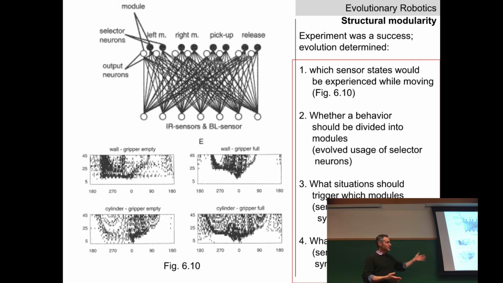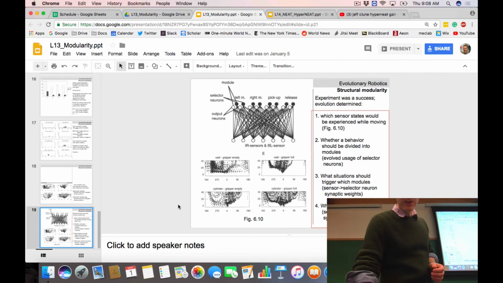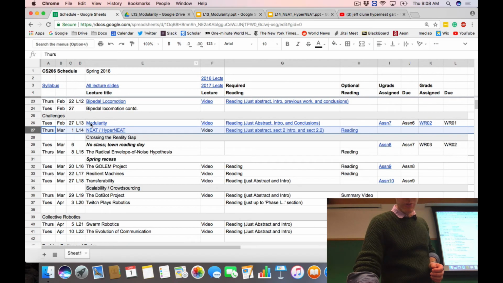Unfortunately, they only had so much time and so much space. It would be interesting to see what other modular solutions evolution came up with. If network E was so great, what other kinds of modular decompositions might be possible? There's probably lots that are helpful for this task, not just this one. Okay. Again, maybe an interesting idea to pursue in your final project. Okay, that concludes our discussion of modularity, and we're going to move on now to lecture 14.